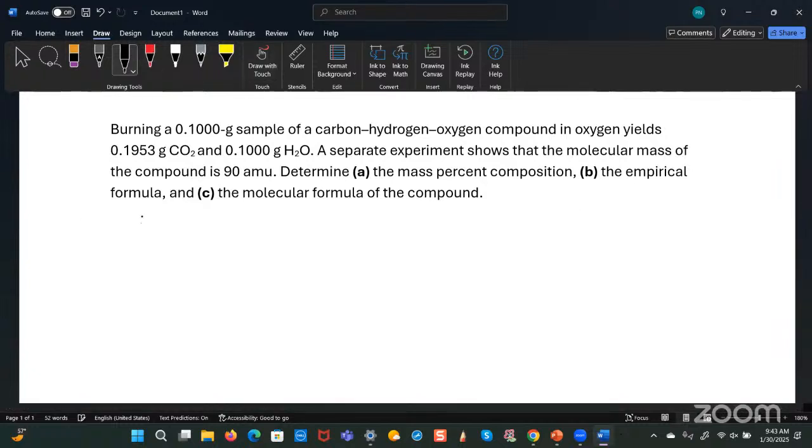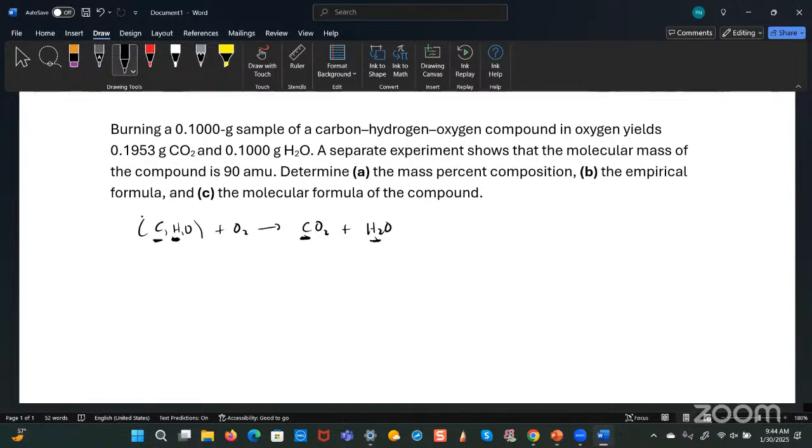Remember now the compound contains carbon, hydrogen, and oxygen. We don't know what the formula is, but we know that when this is burnt, you're going to get carbon dioxide and water, right? So if you determine the mass of carbon that is present in the carbon dioxide produced, then that will be the same as the mass of the carbon. If you determine the mass of hydrogen in the water that is produced, then you're going to basically assume that will be the mass of the hydrogen.